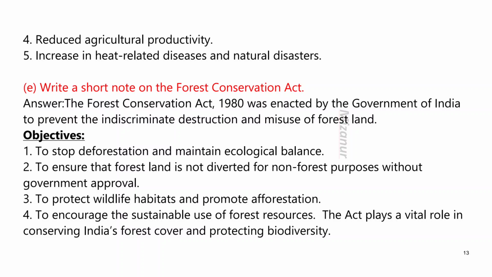forest land. The objectives of this act are: number 1, to stop deforestation and maintain ecological balance. Number 2, to ensure that forest land is not diverted for non-forest purpose without government approval. Number 3, to protect wildlife habitats and promote afforestation.